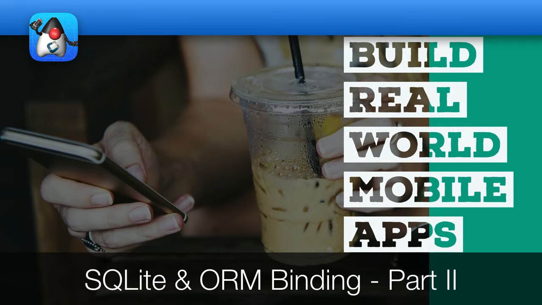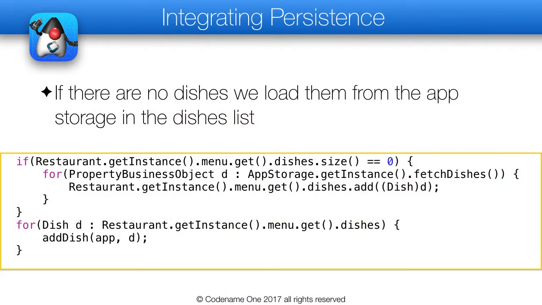Now that we covered the basic persistence abstraction, let's proceed to integrate it into the app. We fetch dishes as we need them implicitly from storage. This is pretty simple code that just adds all the dish elements to the dishes list property.